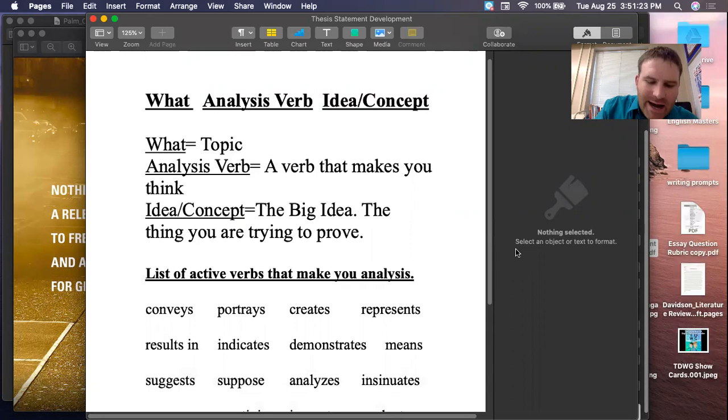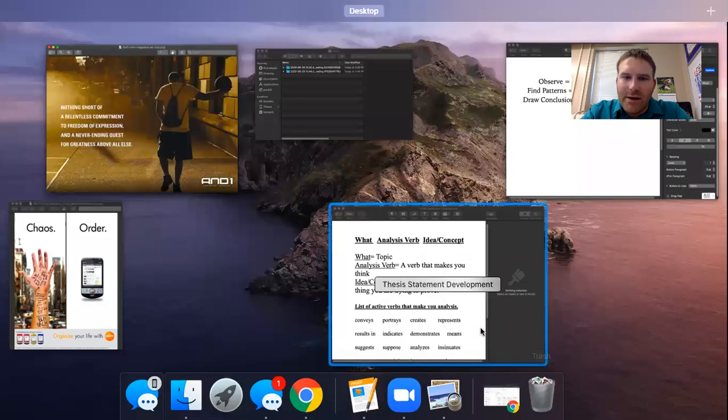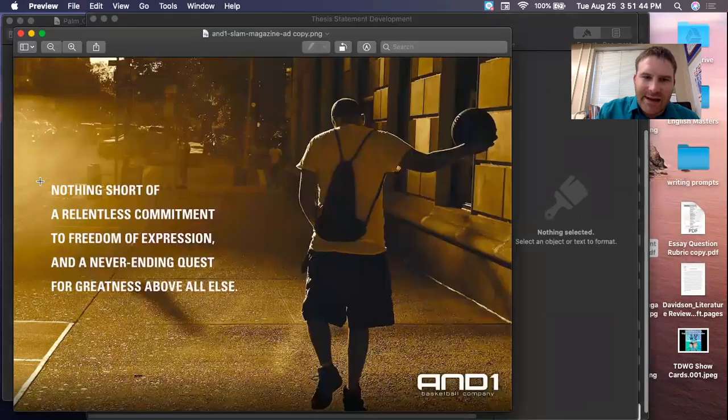So what you need is a topic, the what, an analysis verb, which shows that you are thinking, and then an idea or a concept. So the big idea, the thing that you're trying to prove. Now for this, the topic is the advertisement, and this is an And One ad. So the And One ad.